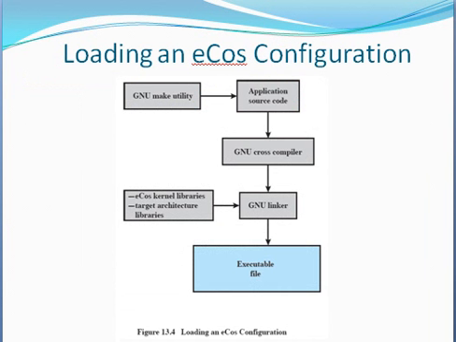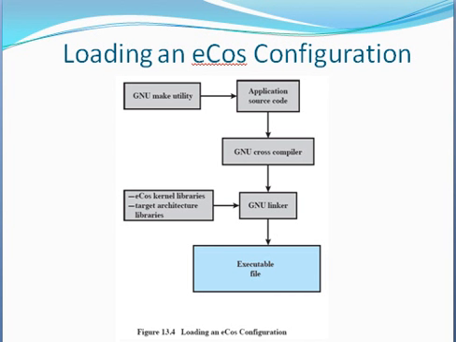This diagram shows loading an ECOS configuration file. This is a typical example of the overall process of creating the binary image to execute in the embedded system. This process is run on a source system such as a Windows or Linux platform, and the executable image is destined to execute on a target embedded system such as a sensor in an industrial environment.